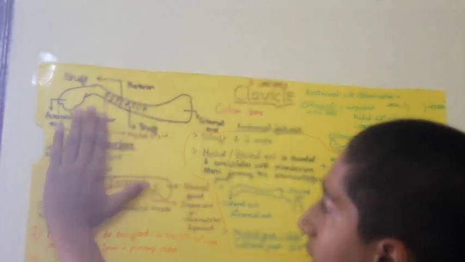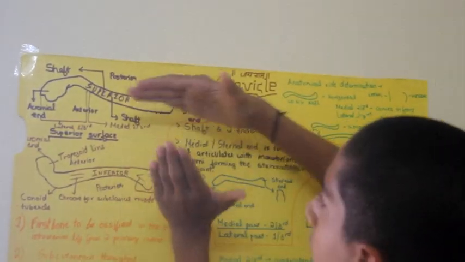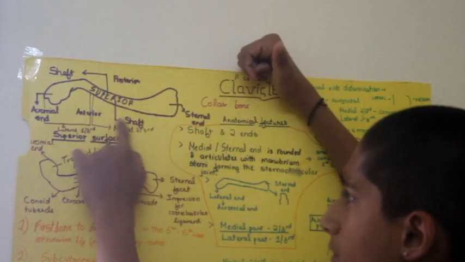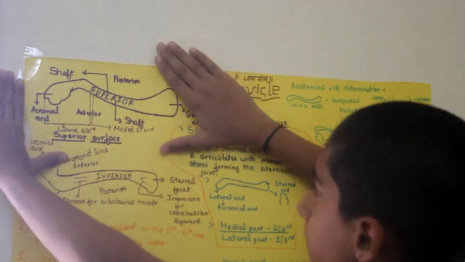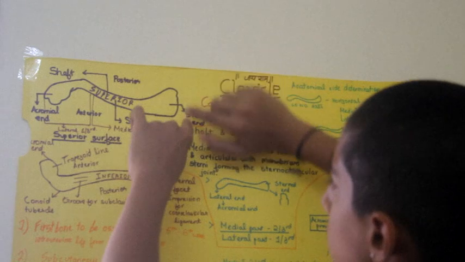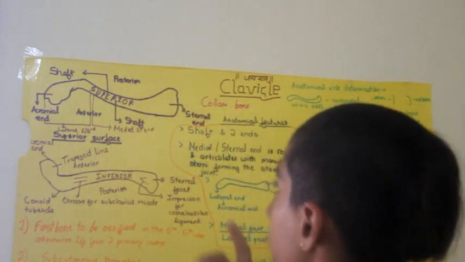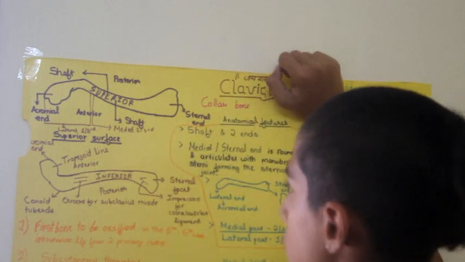So this is the anterior area, as you can see from this way. So anterior and posterior are two surfaces, behind and front. And this is the shaft, basically the center portion. I'm showing you the superior surface of the bone now. And this is the sternal end. This connects to the sternum and also to the first costal cartilage, first costal cartilage.